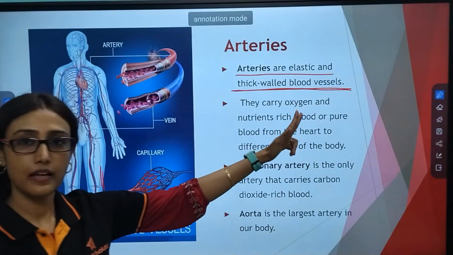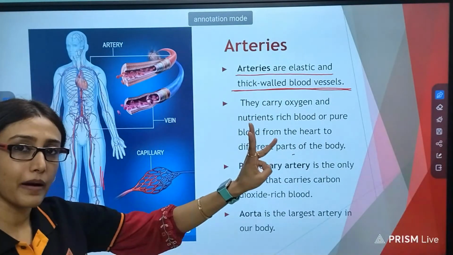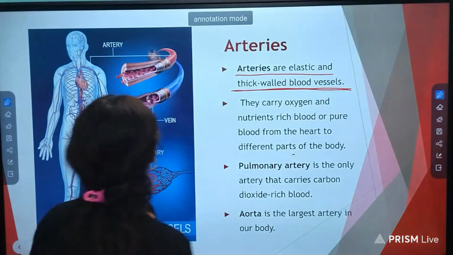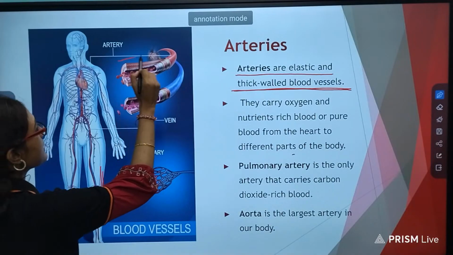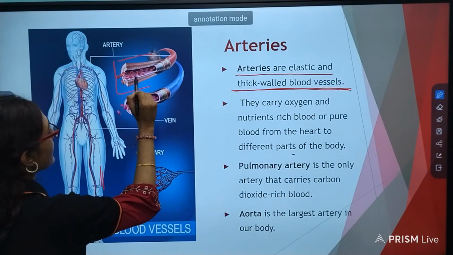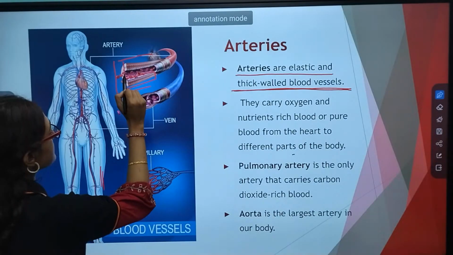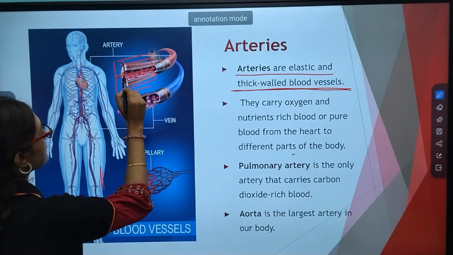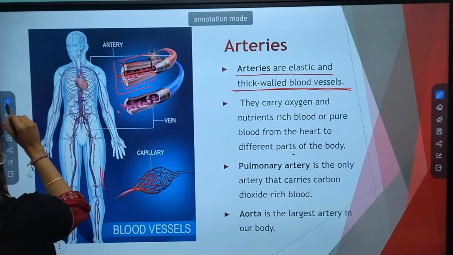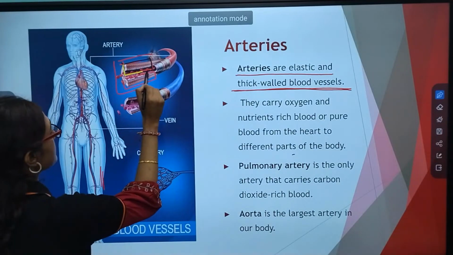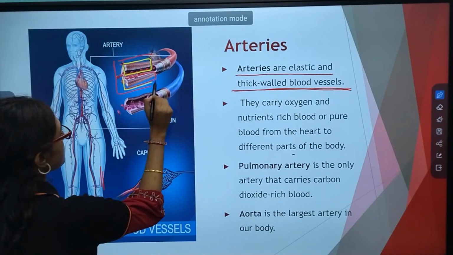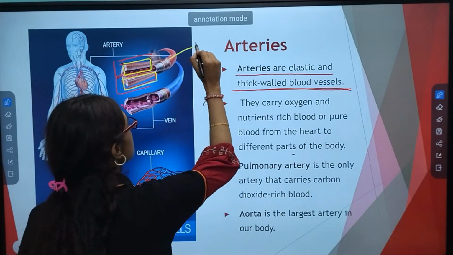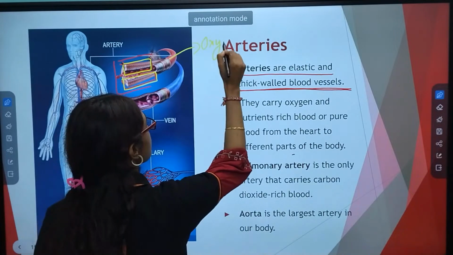Now, let's read. Arteries are elastic and thick-walled blood vessels. Mark this point. I have told you there are three kinds of pipe. The pipe with thick walls is known as the artery. Just look at this picture. Look at the wall. It is so thick, isn't it? See, the wall is so thick. And what does it carry? It carries oxygen.